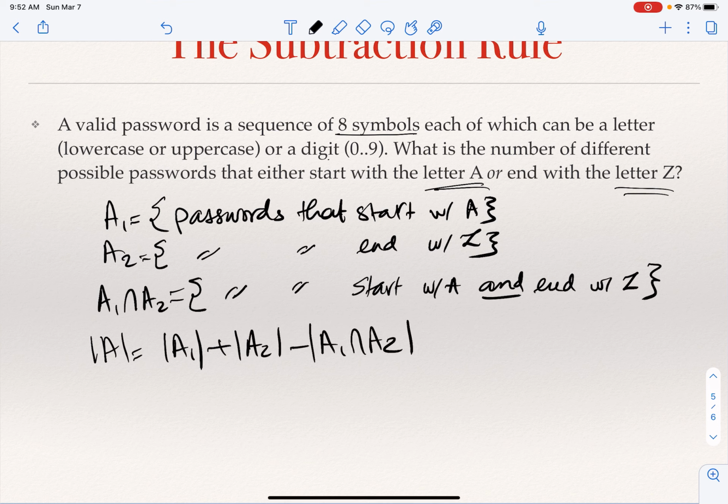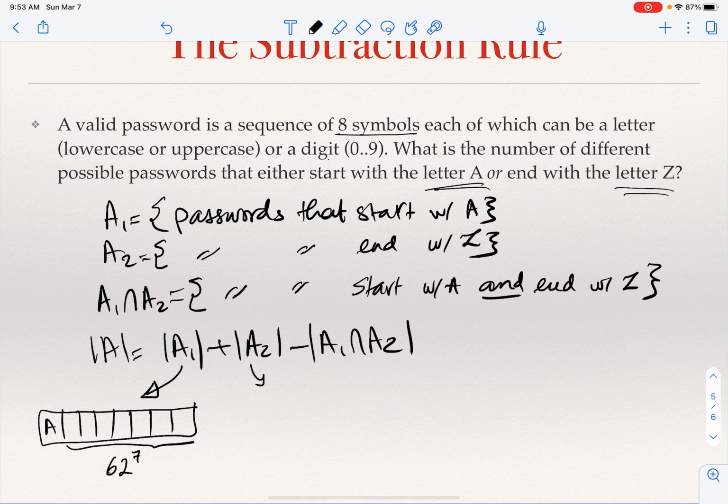What is the cardinality of A1? It's the set of all passwords that start with A. So these passwords start with A. They are of length 8. This is A. Then we have a second, third, fourth, fifth, sixth, seventh, and eighth. The first one is A. I have no choices there. I cannot say it's any of the 52 letters. No, it has to be A. But any of the other 7 can be any of the 62 symbols, the 52 letters or the 10 digits. So for this one here, we have 62 to the 7th.